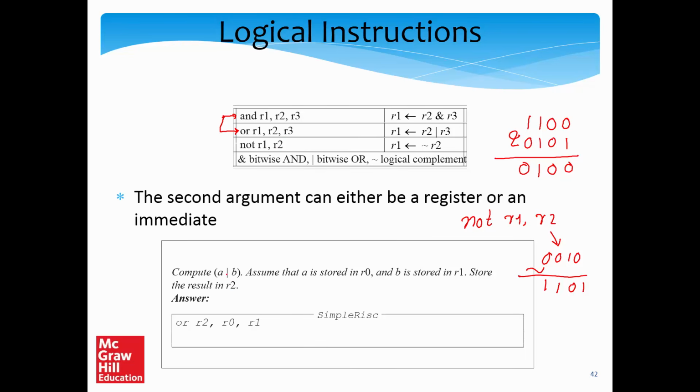So now let's compute A or B. Let's consider an example. In this example, we compute A or B. Assume that A is stored in R0 and B is stored in R1. Let's store the result in R2. So it's very simple. We do it the same way as our add, subtract, multiply instructions. We compute OR R2, which is essentially equal to R0 or R1.